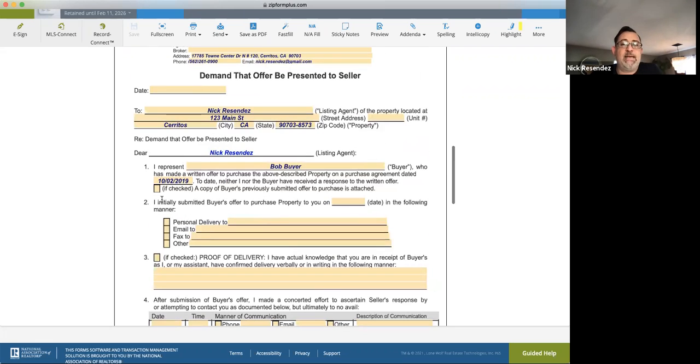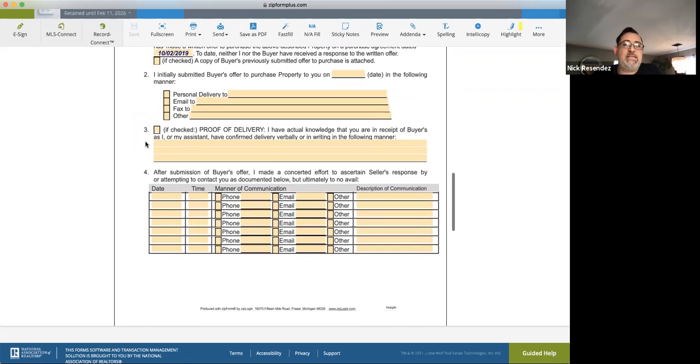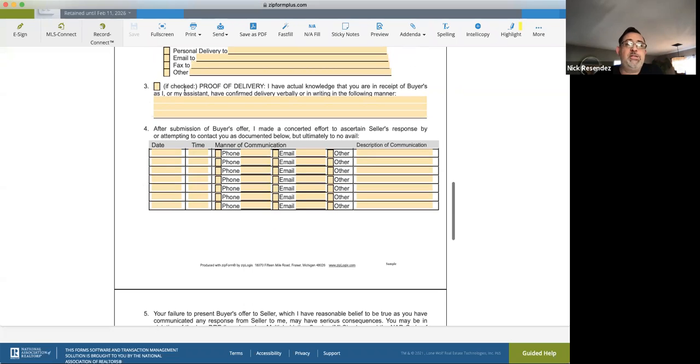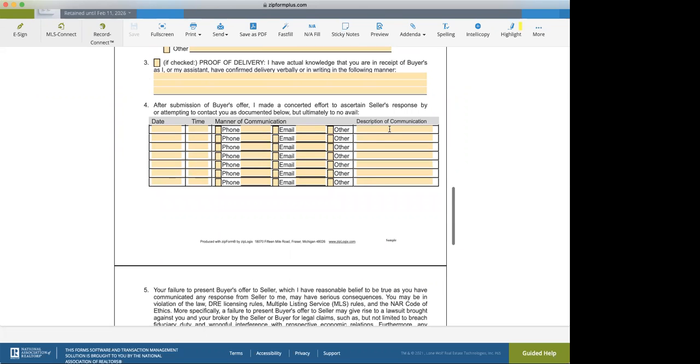So this form basically says, I represent the buyer. I submitted an offer on this date. I submitted it to you via whatever method, email, fax. We still got a fax number out there, or personal delivery. I have knowledge you received it because you confirmed my email, or you opened the email, or you texted me and said you got it. After I submitted that offer, I tried to reach you on all these dates and times via phone, email, or other communication.